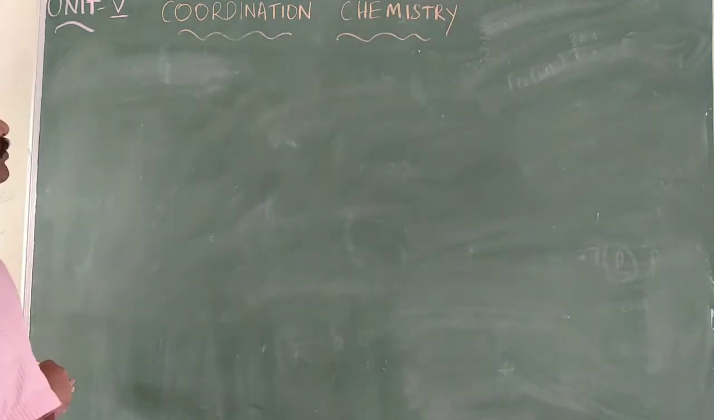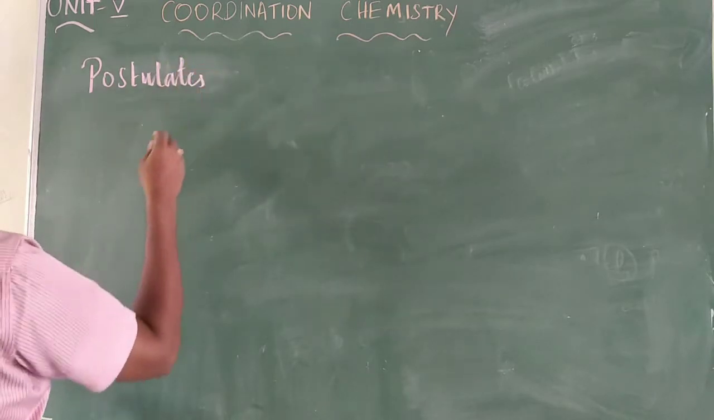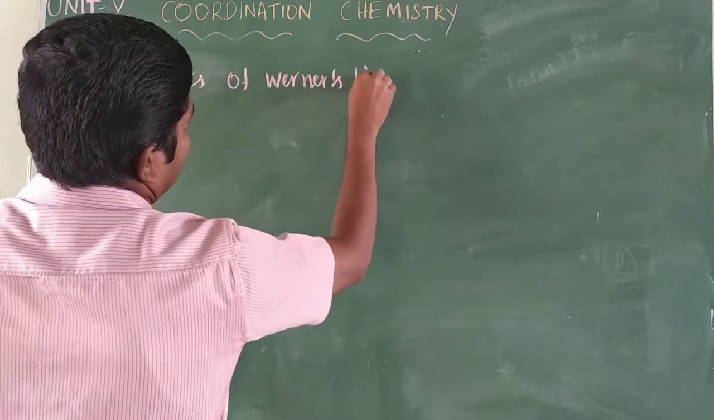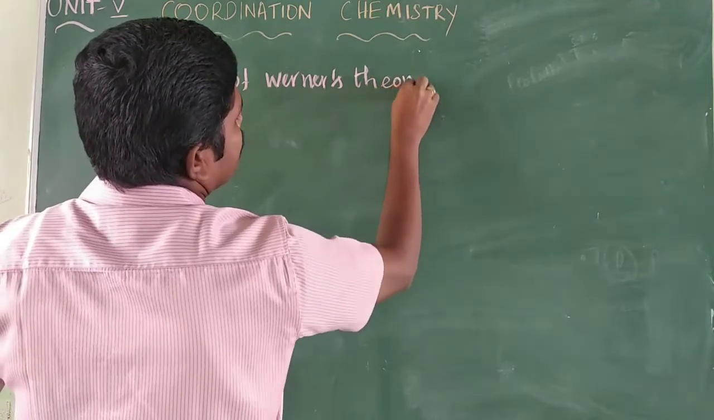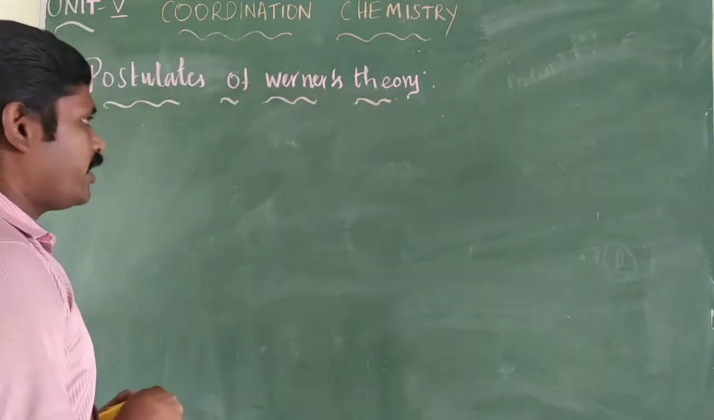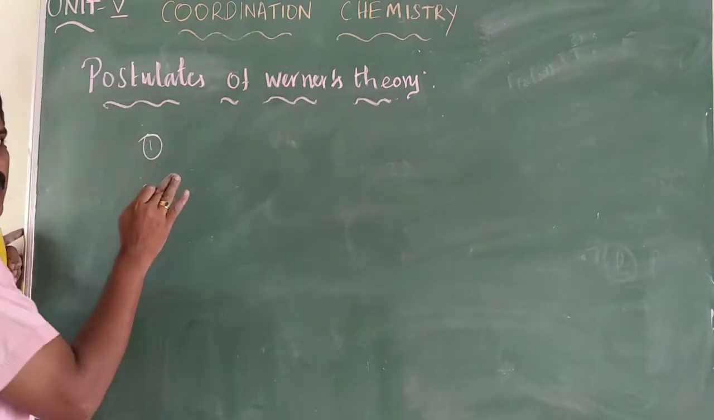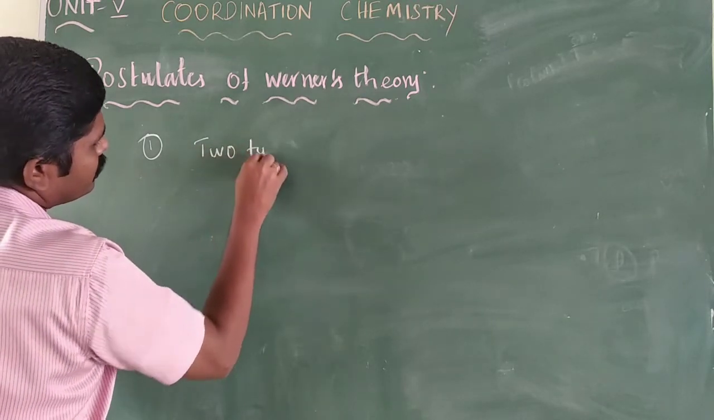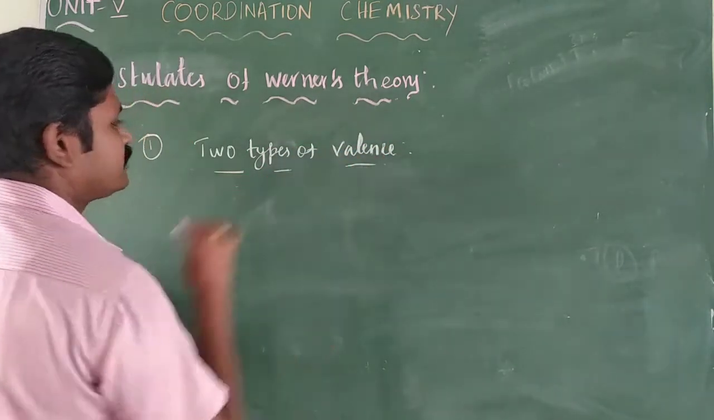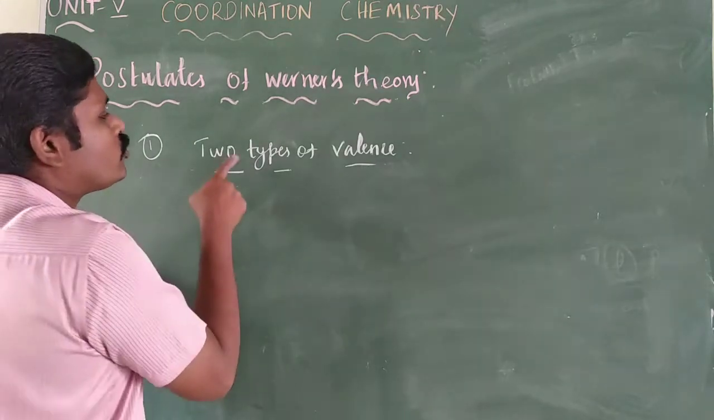The postulates of Werner's theory. First point: most of the elements exhibit two types of valence.